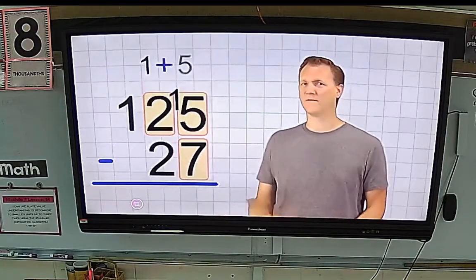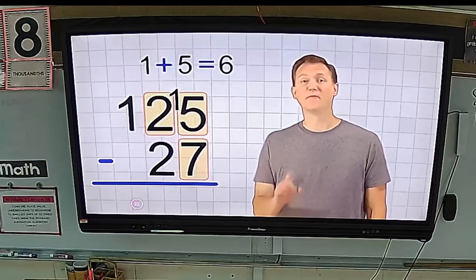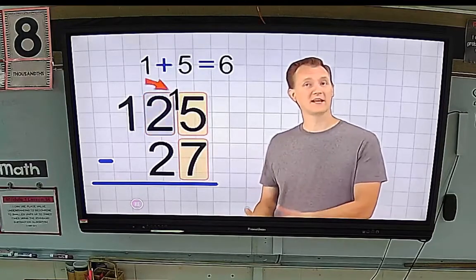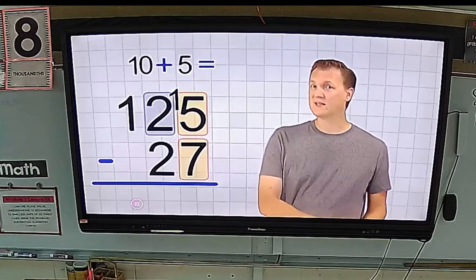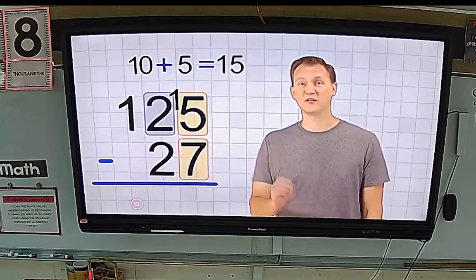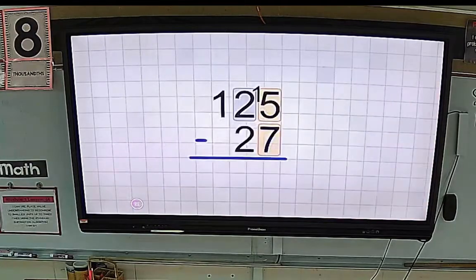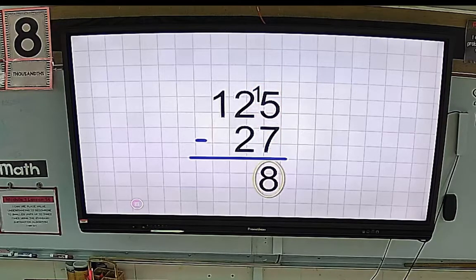But if you just add 1 to 5, you'd get 6. But fortunately, this 1 came from the next number place, and it really represents a 10. And when we add 10 to 5, we get 15, which is big enough. Now, instead of this column being 5 minus 7, it's 15 minus 7. And 15 minus 7 equals 8. Okay, we've got the first digit of our answer. Now we can move on to the next column.